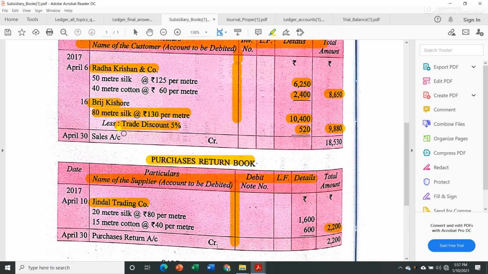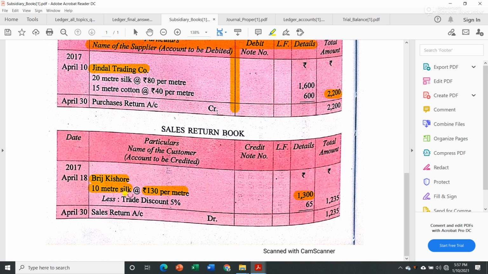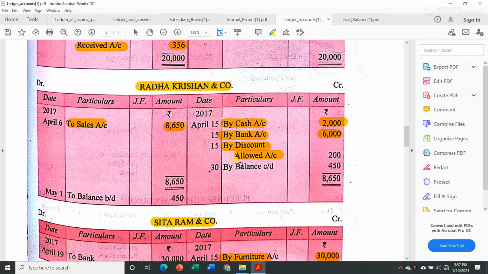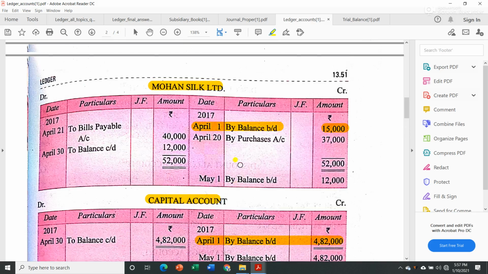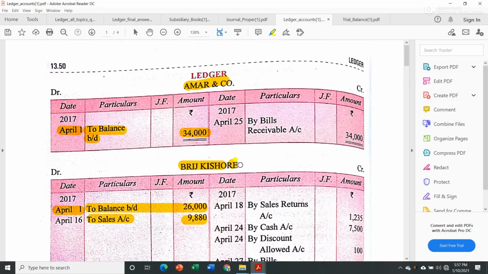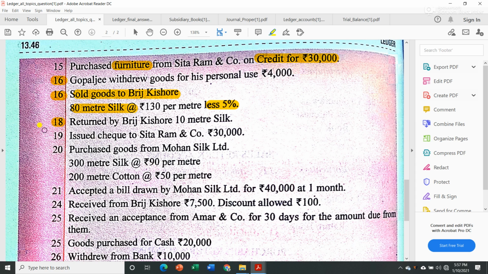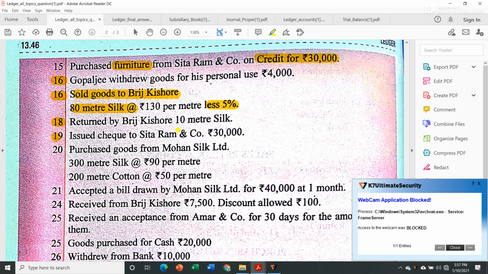Then while selling to them we gave trade discount of 5%, again we will give trade discount of 5%, that is 65. So altogether he returned us goods worth 1,235. So in the Bridge Kishore account in the ledger we will write it down. Let us see, where is Bridge Kishore's account? In here, so we will write by sales return account rupees 1,235.